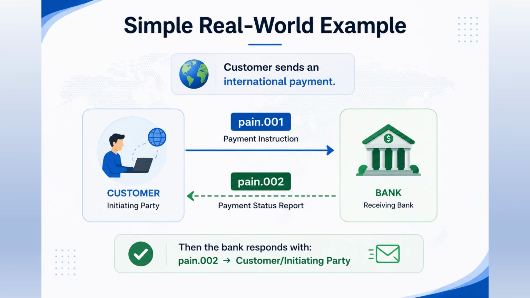Let's take a simple example. Suppose you are a customer and you want to send an international payment. Your payment instruction is submitted to your bank. In an ISO 20022 customer-to-bank flow, that instruction can be represented by pain.001. The bank then validates and processes the instruction. A status report can be provided using pain.002, depending on the relevant business flow and implementation. So think of the interaction as pain.001, here's my payment instruction. Pain.002, here's the status of that instruction.